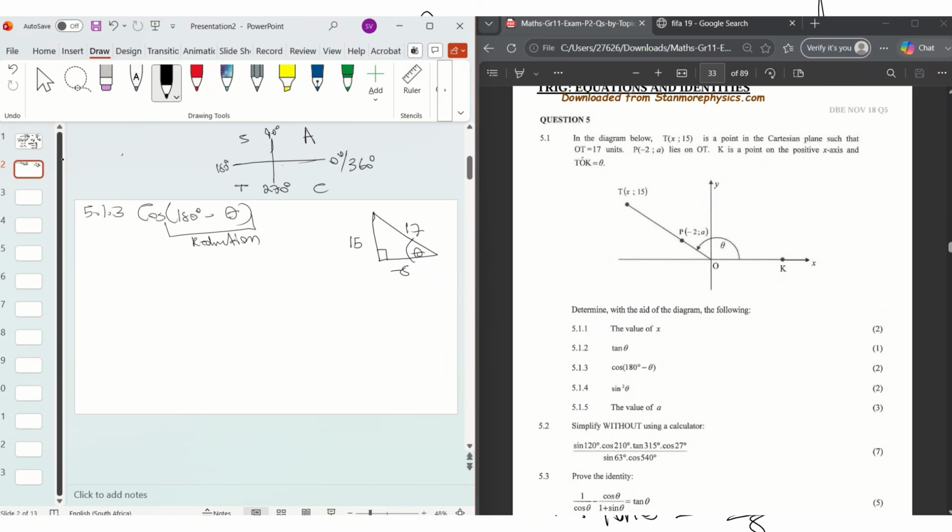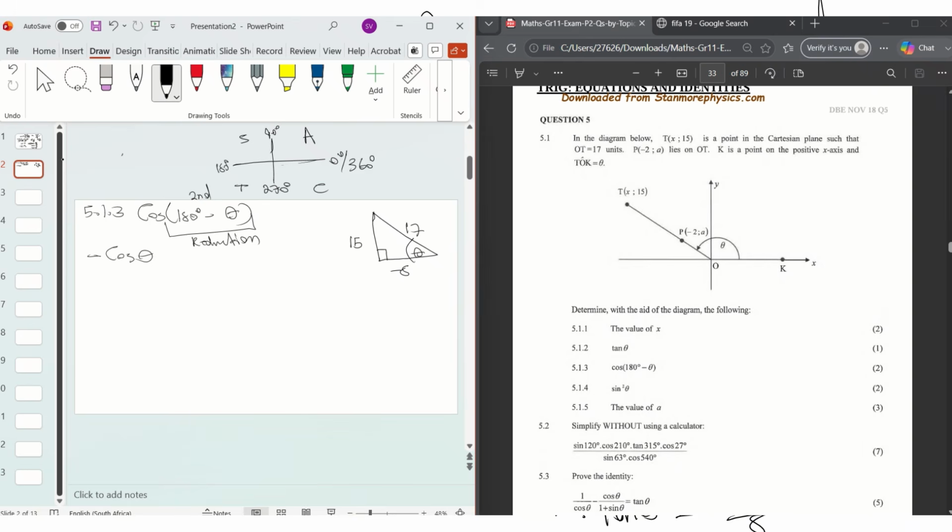So 180 minus theta, which quadrant is that? It's the second quadrant, okay? This is the second quadrant, guys, 180 minus theta. On the second quadrant, is cos positive or negative? We know that cos on our second quadrant is negative. So here we have negative cos theta.